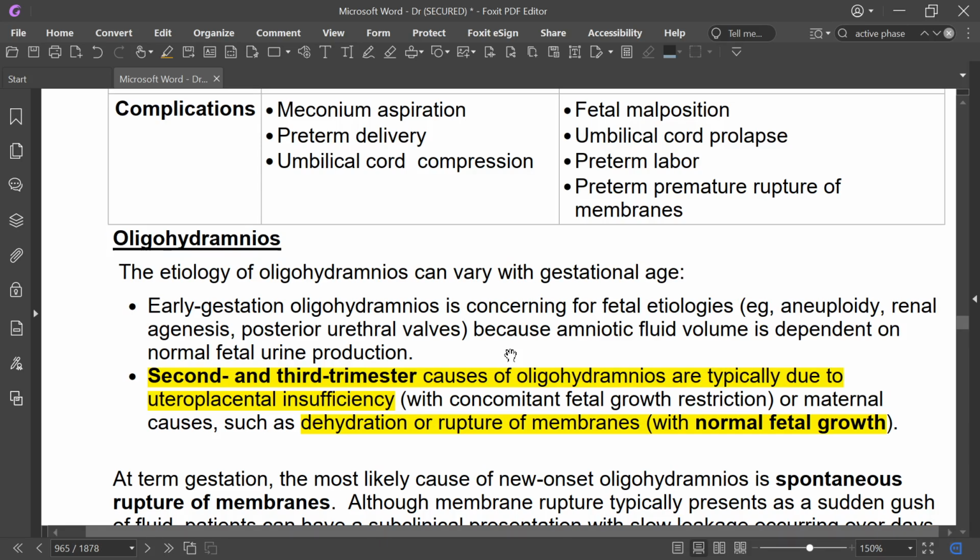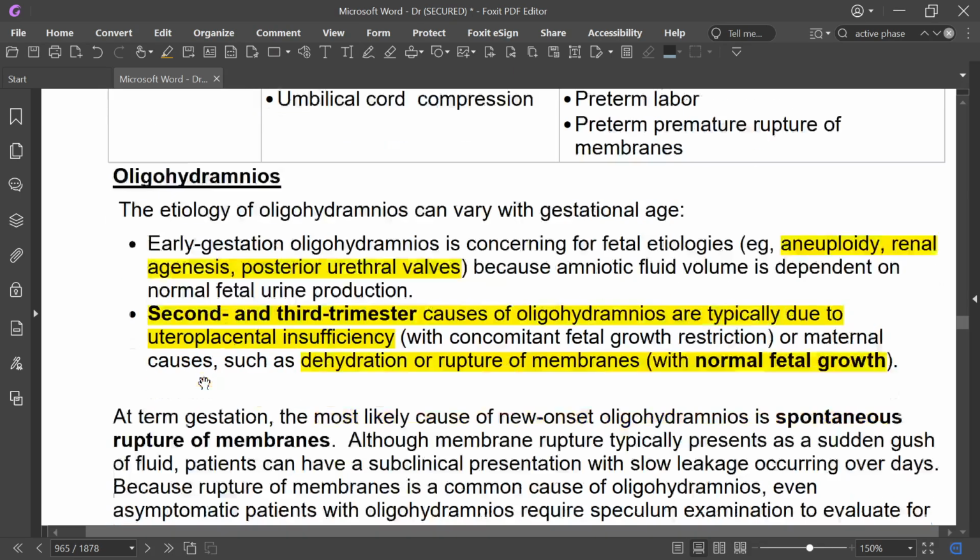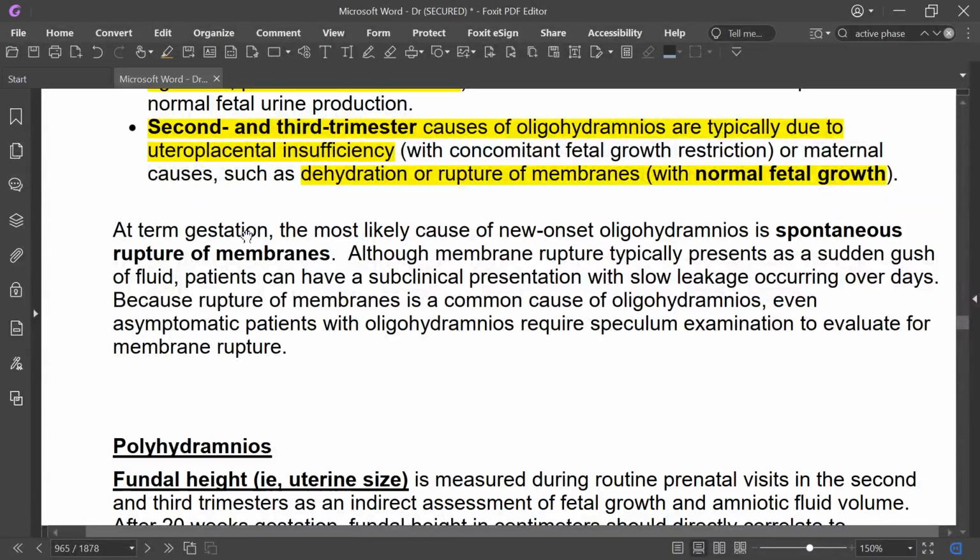Early gestation oligohydramnios is concerning for fetal etiology: aneuploidy, renal agenesis, posterior urethral valves, because amniotic fluid volume is dependent on fetal urine production. At term gestation, the most common cause of new onset oligohydramnios is spontaneous rupture of the membranes.